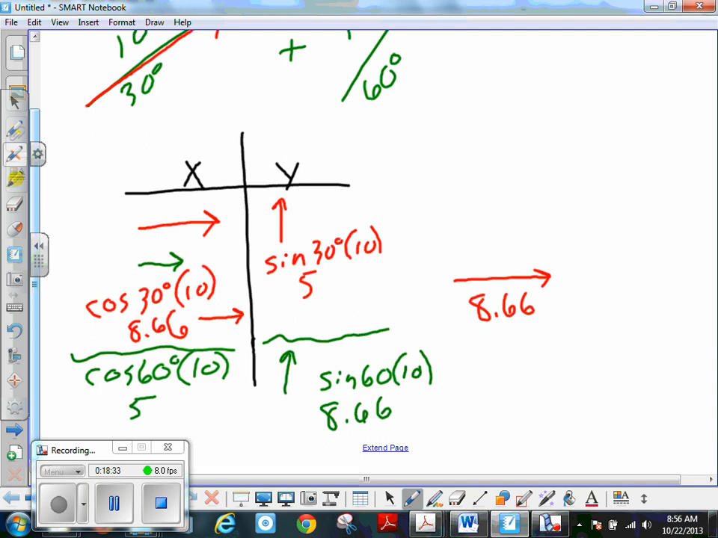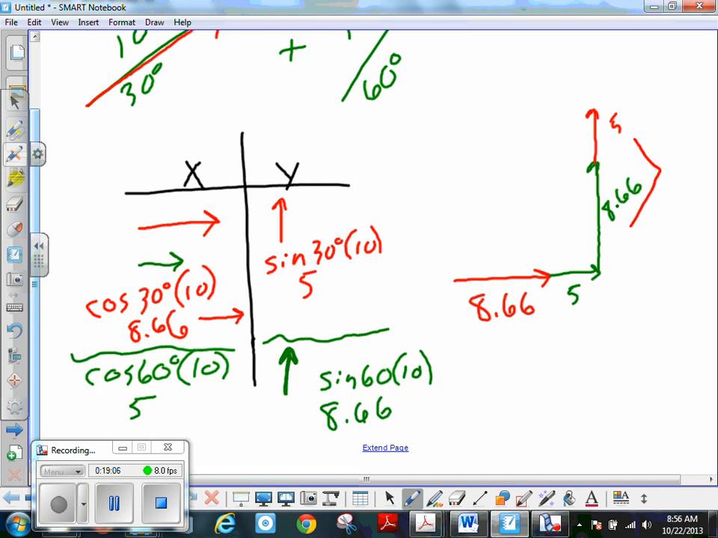Okay, so now I have all my individual pieces, and I have labeled them in their direction, which is very important, because if I don't do that, I won't know if I should add them or subtract them. But in this case, they're all added. So the green piece in the x direction would be 5 here. And then the y of the green is 8.66. And then the y of the red is 5.